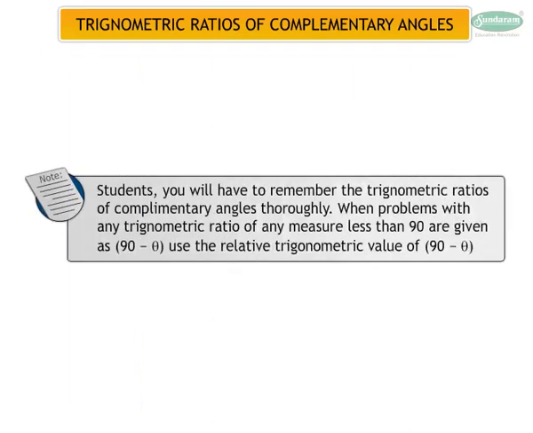Important note. Students, you will have to remember the trigonometric ratios of complementary angles thoroughly. When problems with any trigonometric ratio of any measure less than 90 are given as 90 minus theta, use the relative trigonometric value of 90 minus theta.